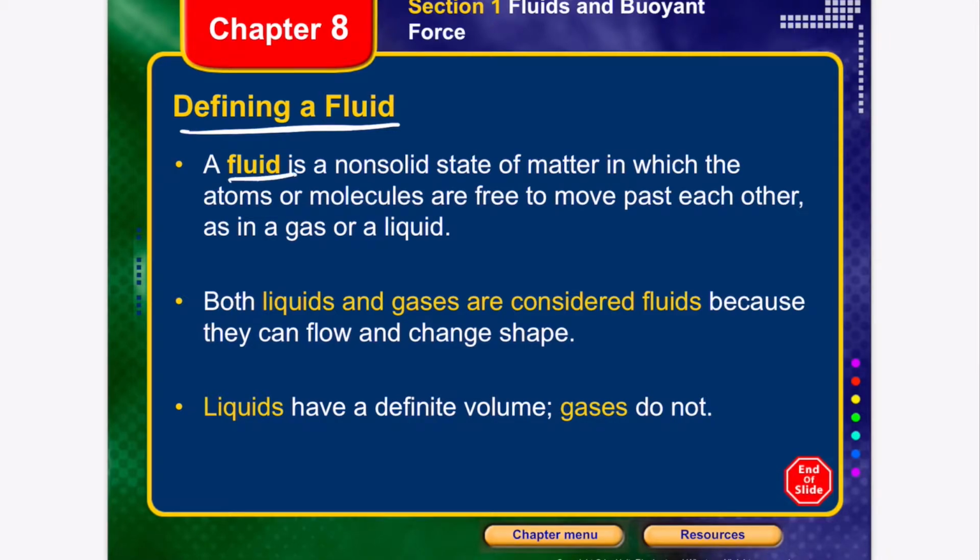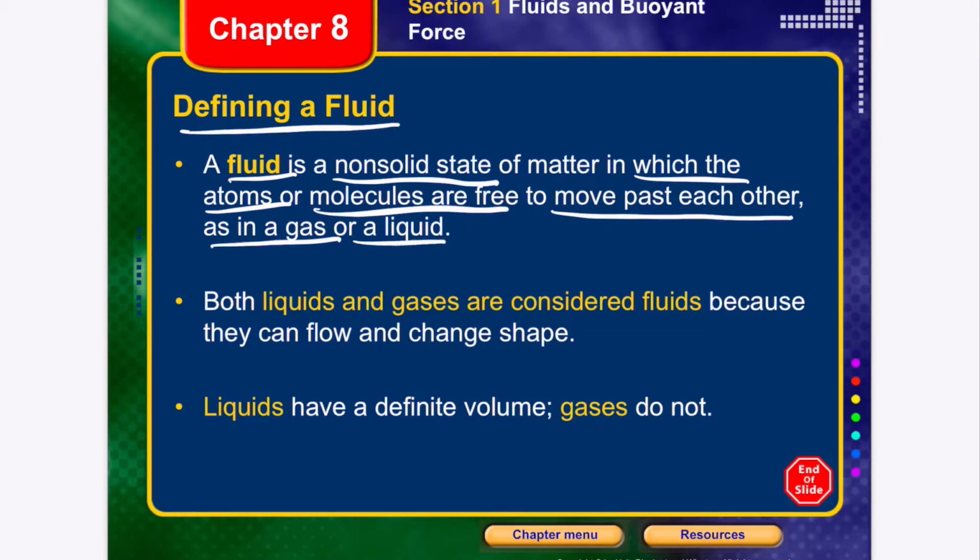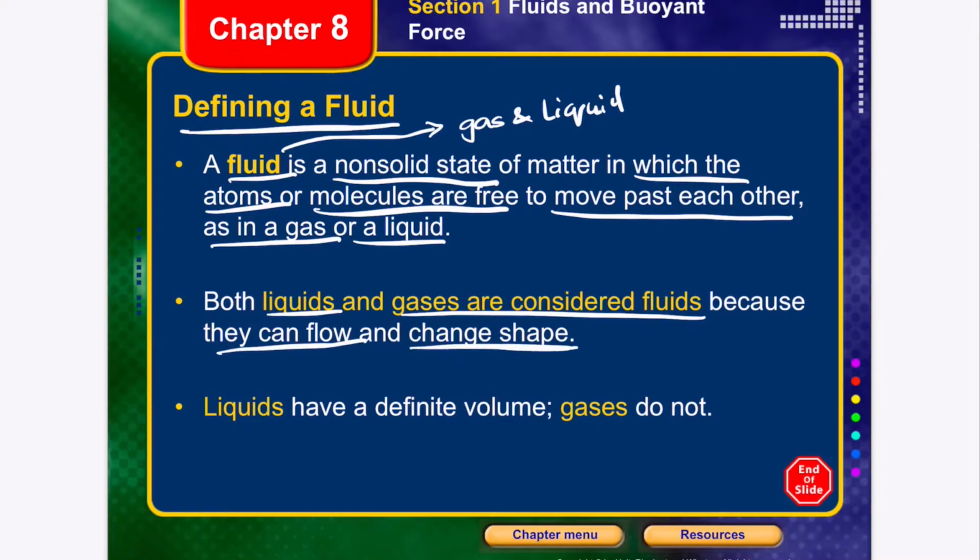Let's take an example of how to define a general fluid. A fluid is a non-solid state of matter in which the atoms or molecules are free to move past each other, as in a gas or a liquid. So a fluid basically defines both a gas and a liquid. Both liquids and gases are generally considered fluids because they can flow and change shape. One difference between a liquid and a gas is that liquids generally have a definite volume, while gases do not have a definite volume.